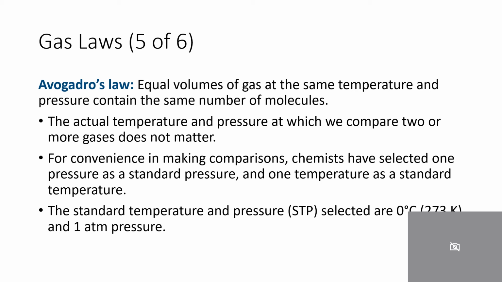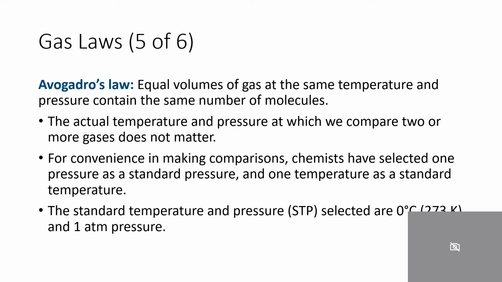So the actual temperature and pressure at which we compare two or more gases does not matter. For convenience in making comparison, chemists have selected one pressure as a standard pressure and one temperature as a standard temperature. So now we're getting into these definitions of STP, standard temperature and pressure, because we'll see that all these constants have been calculated in a lab that give us information about different gases, and to be able to have everything on the same page, you want a standard temperature and pressure. So they selected 0 degrees Celsius, which is 273 Kelvin, and 1 atmospheric pressure. Okay, so you got to realize, for us common folks, it's probably difficult to get these standardization temperatures, but we can work from that.